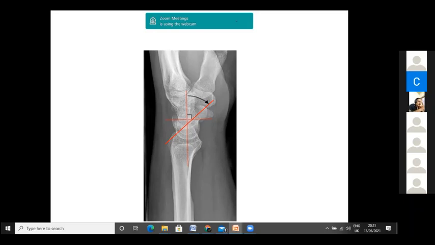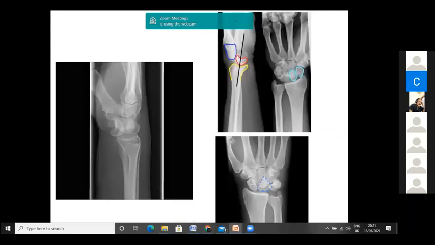Do you understand what I meant by these two? Can you explain? In perilunate dislocation, the entire carpal bones dislocate, but the lunate stays normal. Very good. In lunate dislocation, the lunate dislocates and the other carpal bones remain the same. So we'll see the lateral difference between these two.